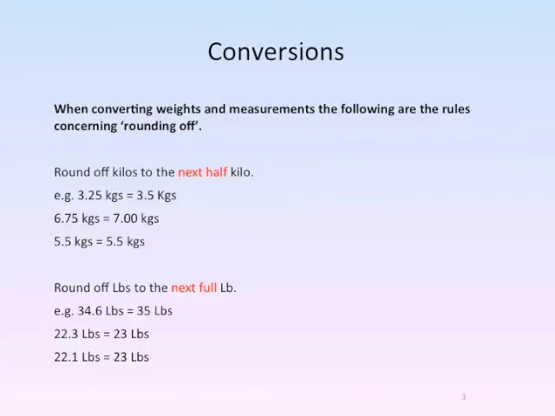Round off pounds to the next full pound. For example, 34.6 pounds is rounded up to 35 pounds. 22.3 pounds is rounded up to 23 pounds. And 22.1 pounds is rounded up to 23 pounds.